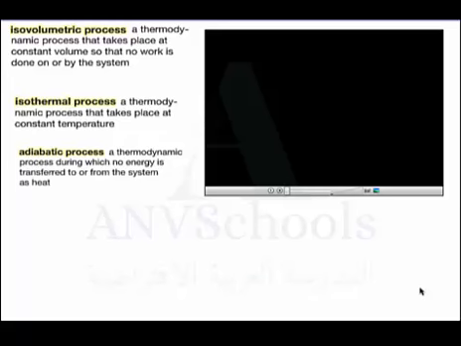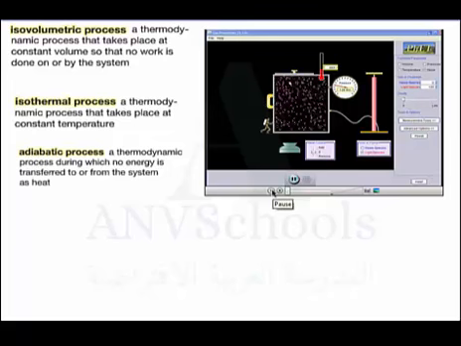Now I'm going to explain the different processes. When you are studying thermodynamic process, as I explained earlier, a thermodynamic process is a process that occurs when there is a change in any of the thermodynamic parameters or coordinates. So there will be a thermodynamic process if and only if there is a change in either of these thermodynamic coordinates.